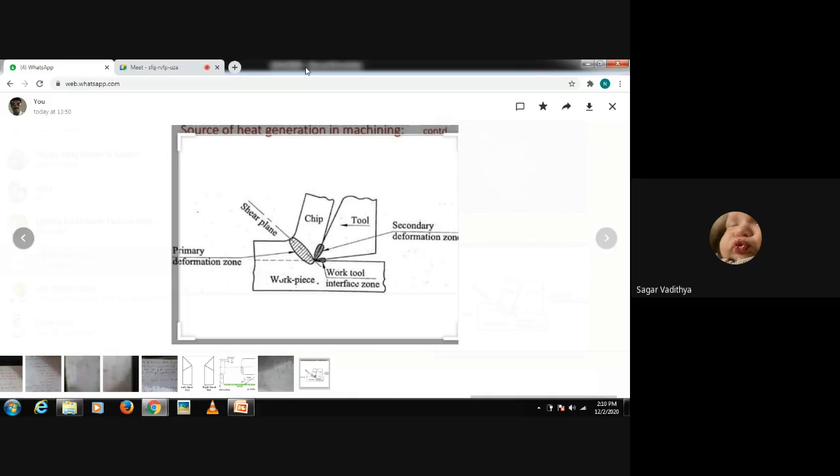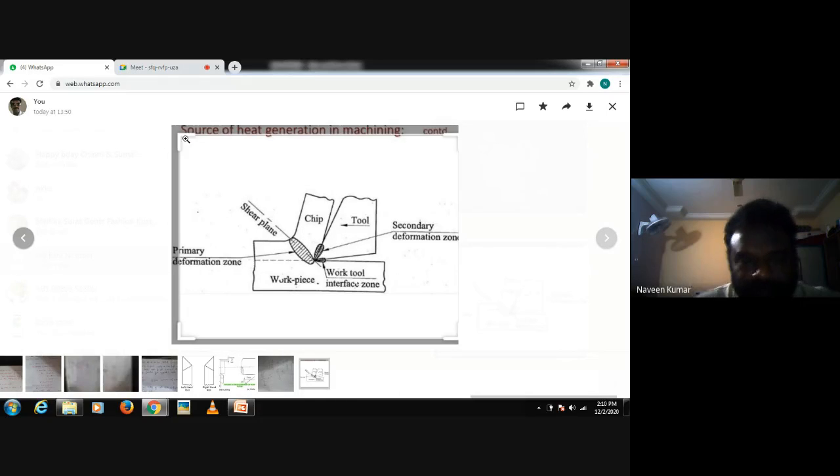Completed, sir. Now look at the diagram. In this case, we know that this is the rake face and this is the cutting edge. Material in the machining process is always removed along the shear plane. Therefore, the maximum amount of heat is generated along the shear plane.